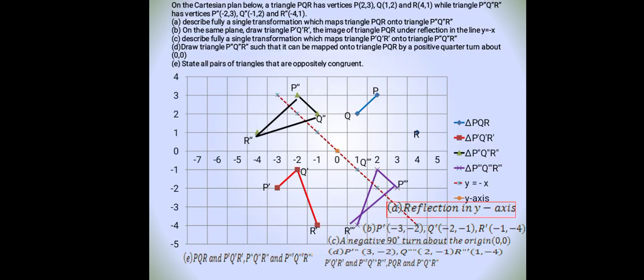On the Cartesian plane below, a triangle PQR has vertices P(2, 3), Q(1, 2), and R(4, 1), while triangle P''Q''R'' has vertices P''(-2, 3), Q''(-1, 2), and R''(-4, 1).